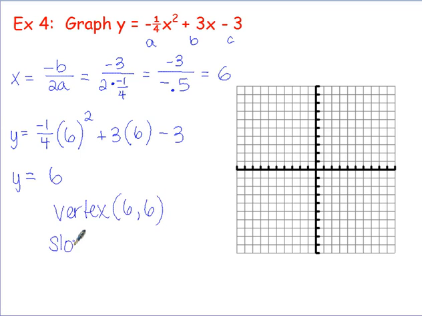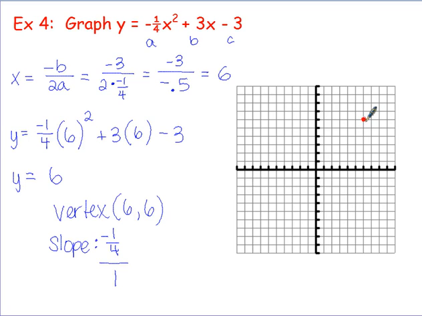Now your slope. What's your a value? Well, your a value is negative 1/4. So we have negative 1/4, but again, that's just your a. We have to put it over 1. So let's put this on a graph. We're going to go right 6 and up 6. 1, 2, 3, 4, 5, 6. 1, 2, 3, 4, 5, 6.